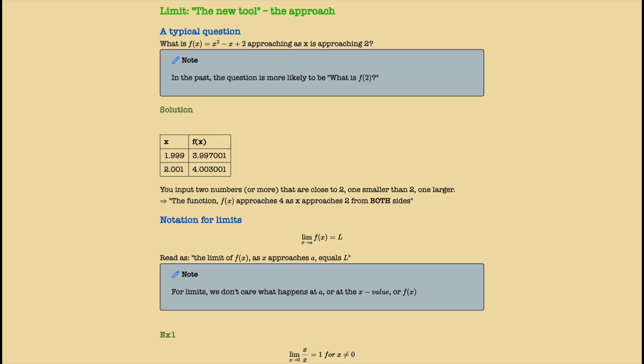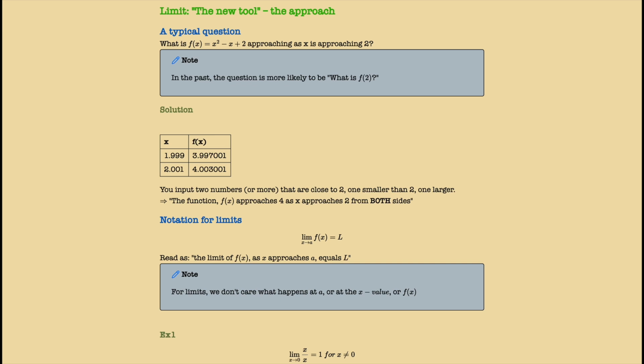Interesting. My first instinct is to just plug in 2 for x and see what we get. That's a natural inclination, but with limits, we're not necessarily interested in the function's value at x equals 2. Oh, okay, so we're not just evaluating the function at that point. Not quite. We want to understand the function's behavior as x approaches 2.